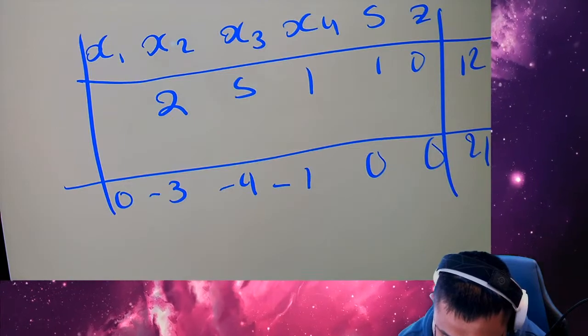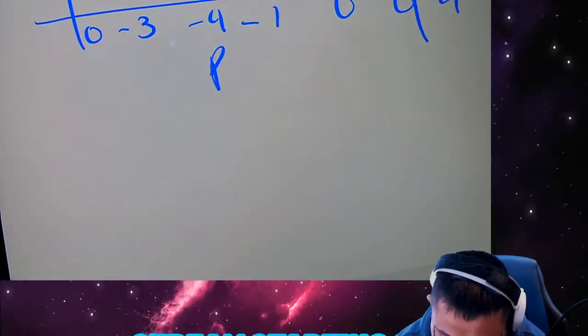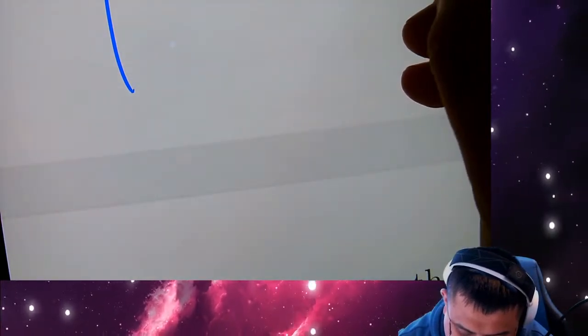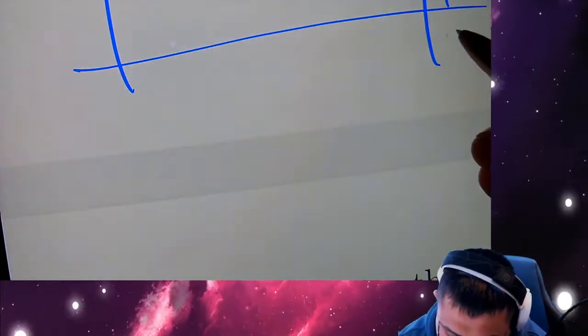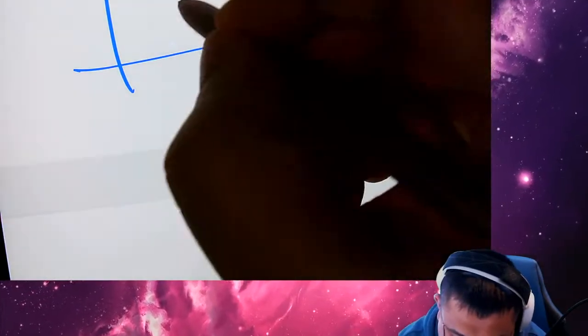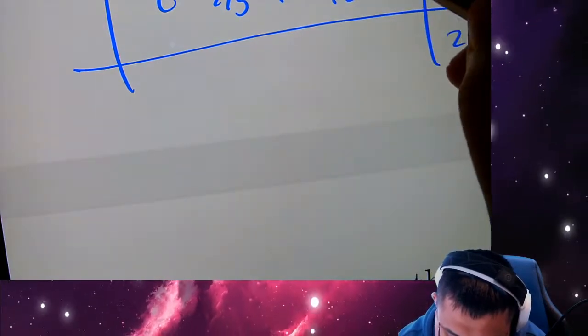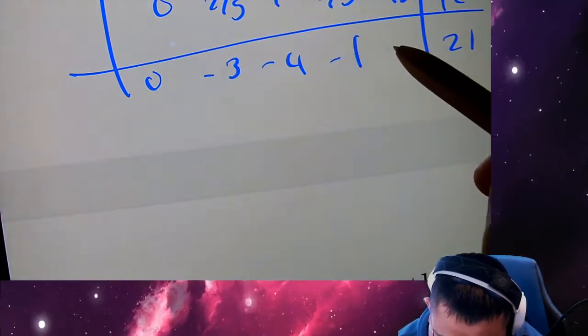Okay. And then we just want to solve for this, right? So first we have to take the most negative, which is going to be here and here. So pivot row, pivot column, there it is. That's actually easy. And we want to make that a 1, so we'll divide by 5. So we get 2 over 5, 1, 1 over 5, 1 over 5, 0, and then we get negative 3, negative 4, negative 1, 0.